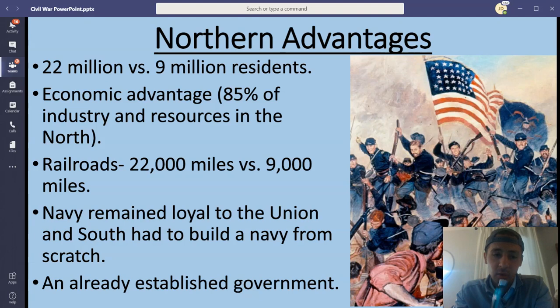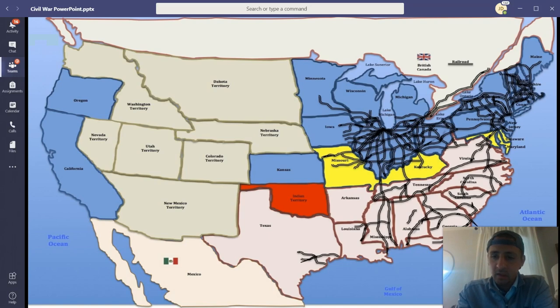So the North has all of this already established between the population, the economic advantage, the railroads, the Navy, and they already had that established working government where the South had to build from scratch. Okay. So here's the railroad systems, a lot out in what we used to call the Midwest territory. You could see that the amount of railroad mileage here in the North has a big advantage. Big for transportation. So a lot of really big advantages here in the North.